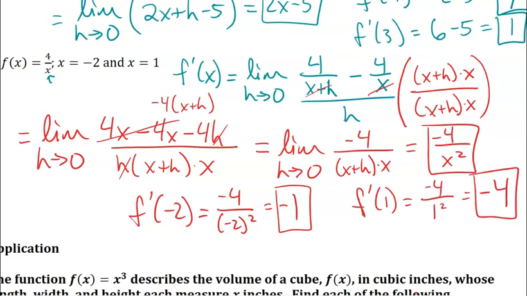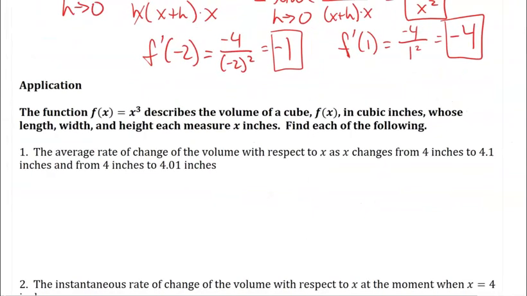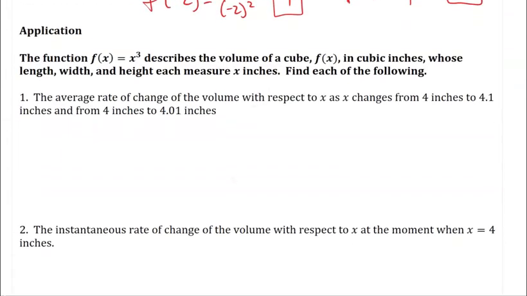Okay, let's look at one more example here. We are, let's see, yeah, just 2 parts here. We are looking at the volume of a cube written as a function, f of x equals x cubed, where x is the length of each of the sides. Okay, so length, width, and height are all the same on a cube.